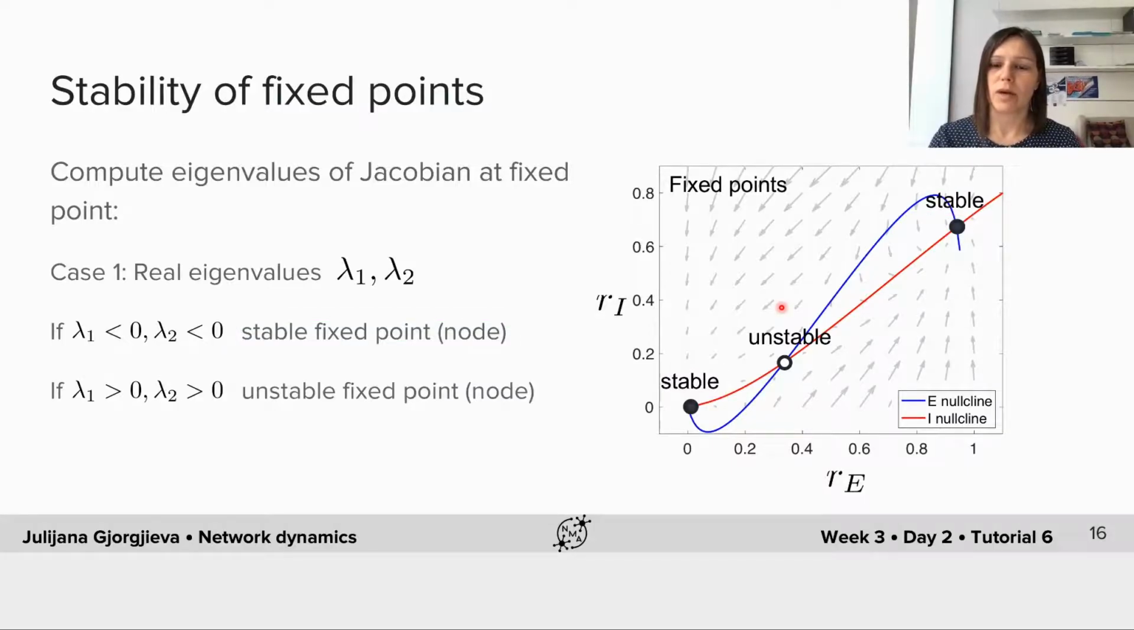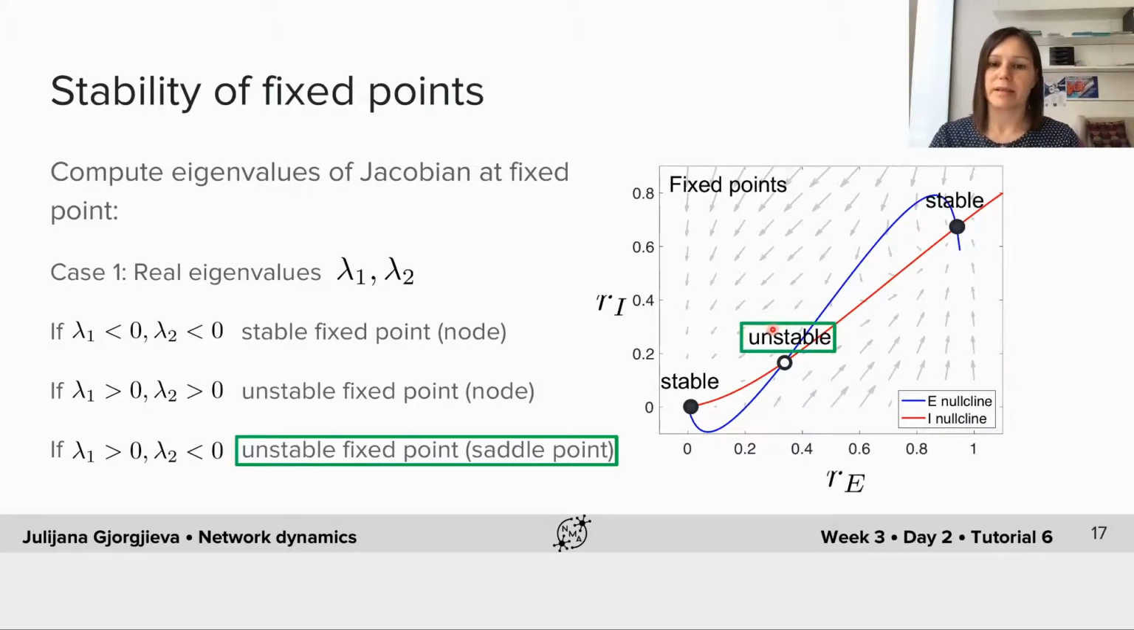One can also consider a different scenario and find where the eigenvalues are real but positive. In this case, they define a fixed point that is unstable, which is known as an unstable node. We don't show such a fixed point in the example here on the right. And the last case is a scenario where the two real eigenvalues have opposite signs.